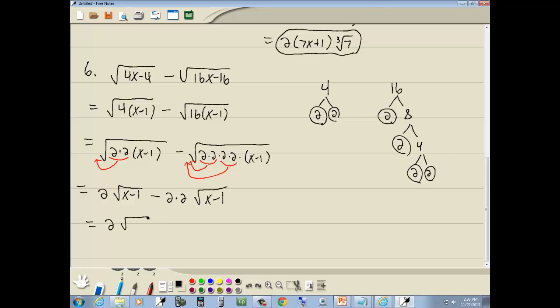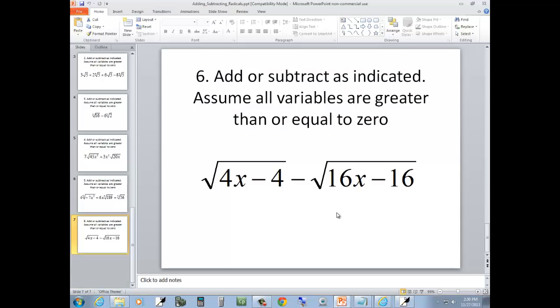So we got 2 square root of x minus 1 minus 2 times 2 is 4, square root of x minus 1. Now remember what I said. Like items. Whatever it is, if they're exactly the same, which these are, then you can add or subtract the numbers that are out in front. Well, 2 minus 4 gives us negative 2, square root of x minus 1. And that's our answer. And I believe that was the last, yeah, it was the last problem.